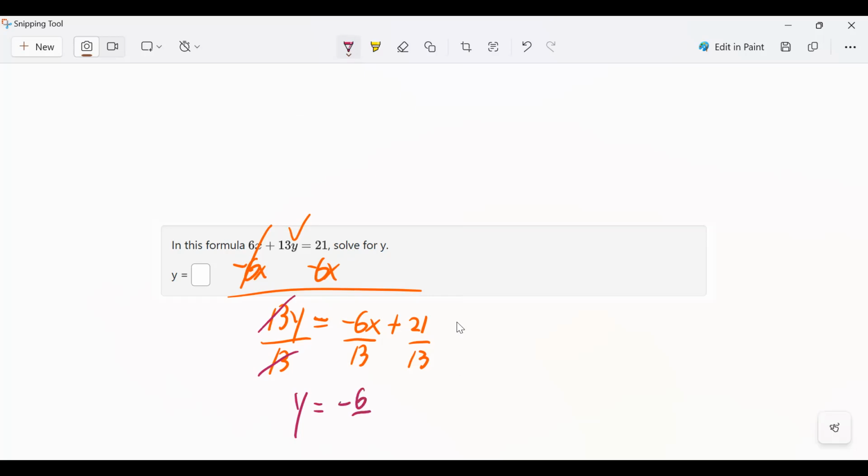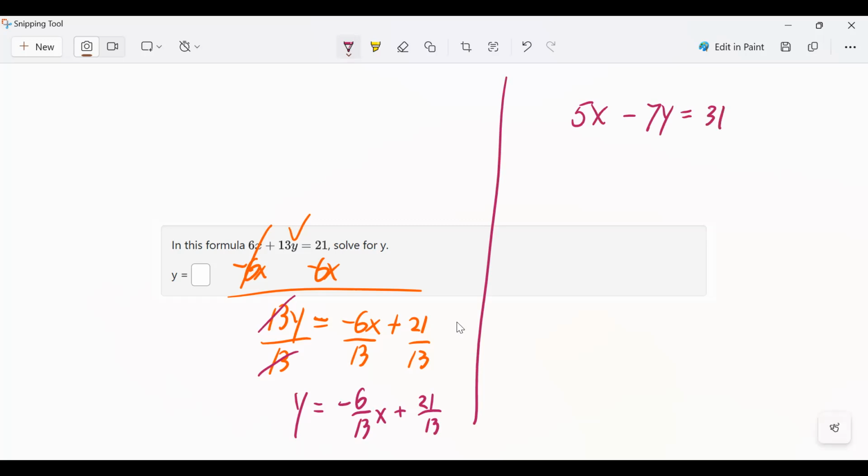So minus 6 over 13 x plus 21 over 13. So I'm going to write you another question so you guys can try this question right here. So we get 5x minus 7y equal to, let's say, 31, something like that, right? And then here you're going to solve for y again. So solve y. All right, so you guys try this right now.